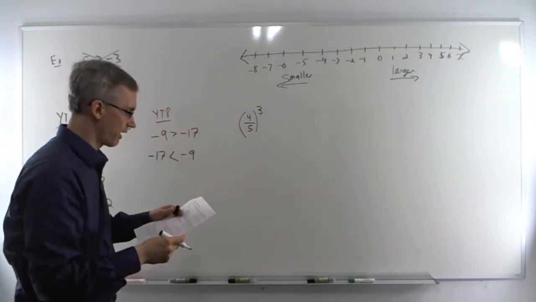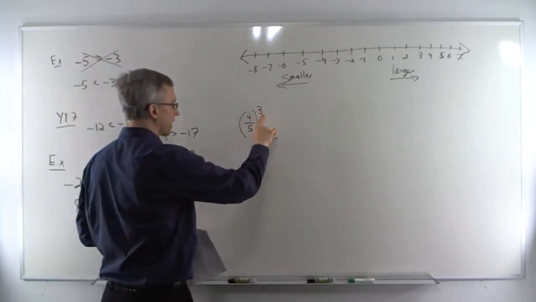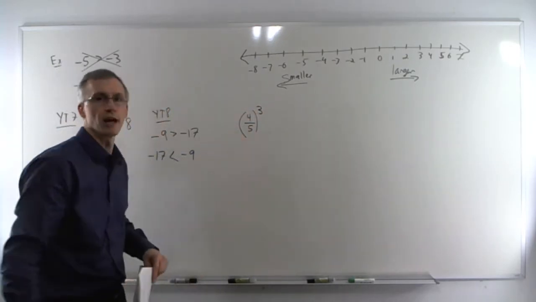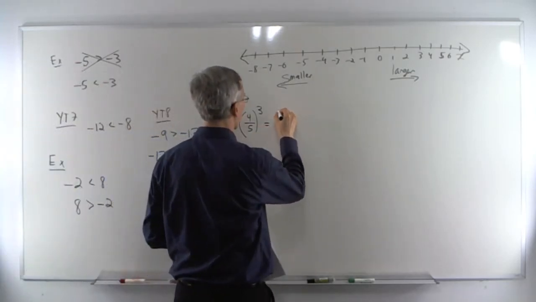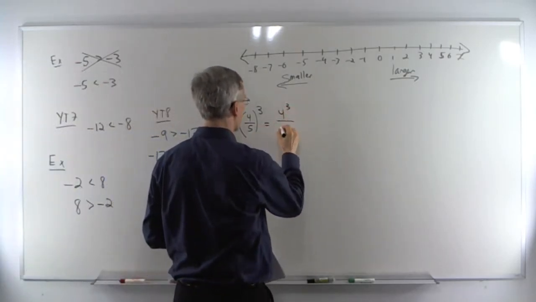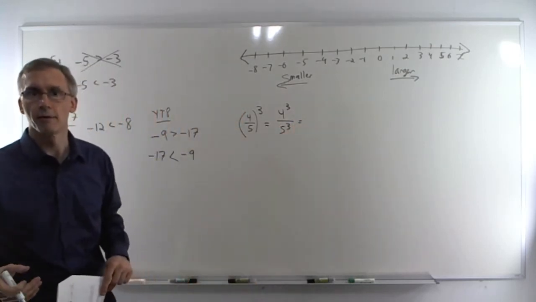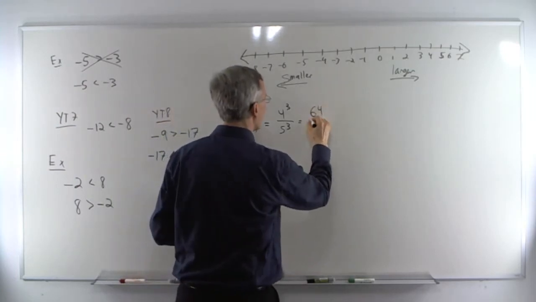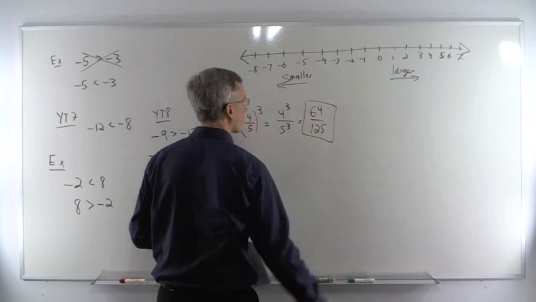So 4/5 to the 3rd power. Keep in mind, the exponent has to be applied to everything on the inside of the parentheses. So that means both numerator and denominator are going to be to the 3rd power. So you can rewrite this as 4 to the 3rd over 5 to the 3rd. Then we just evaluate the numerator and denominator separately. So 4 to the 3rd is 64. 5 to the 3rd is 125. So 64/125.